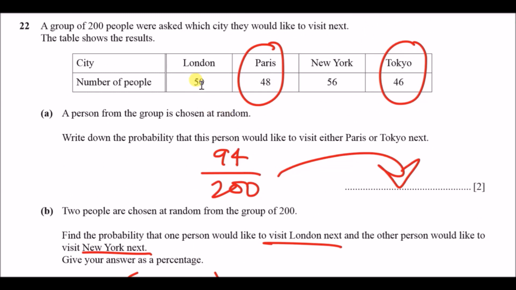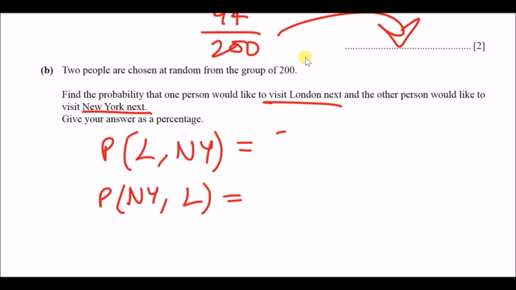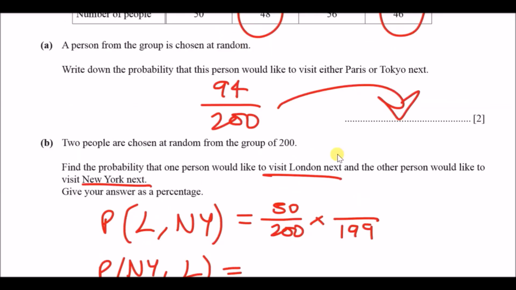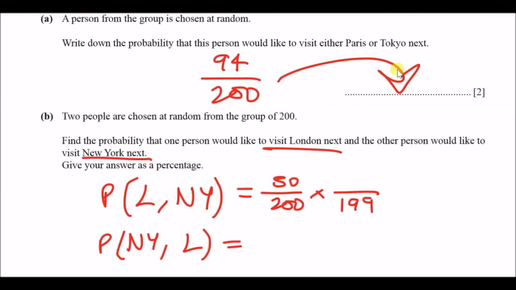Well, going to London, you got 50 out of 200 people. Now, if that guy went to London, that means you've got one less person in the group, so 199 people, and the chance of him going to New York would be 56. And that's it. Then you've done this probability.